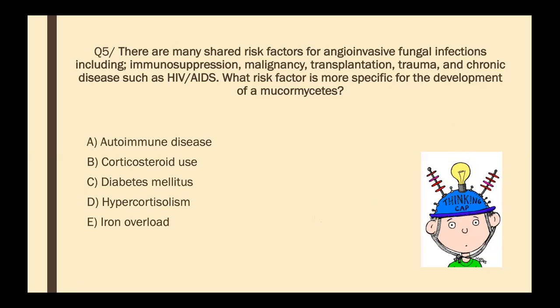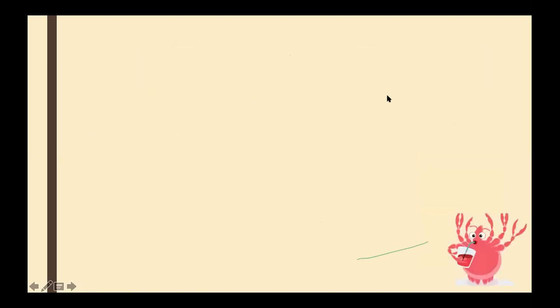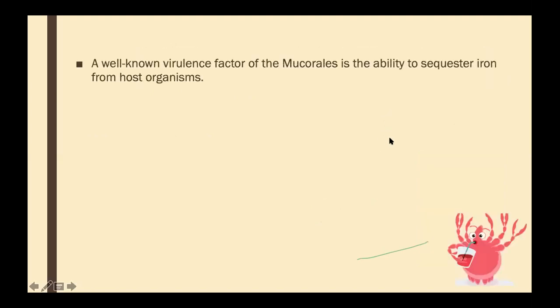In between C and E. Okay, well, the people who said E is correct, exactly. Just focus on the question is the most common. Okay, so a well-known virulence factor for Mucorales is the ability to sequester iron from the host organism.